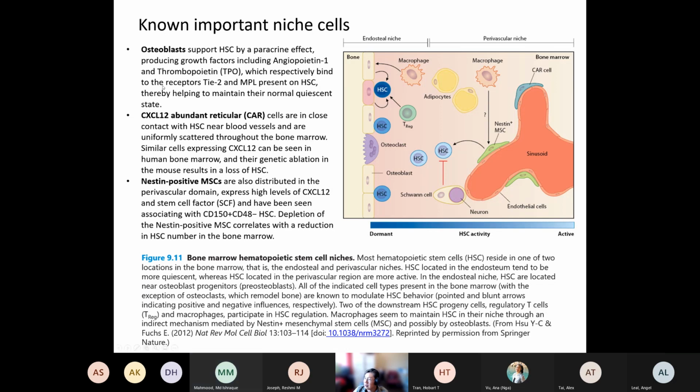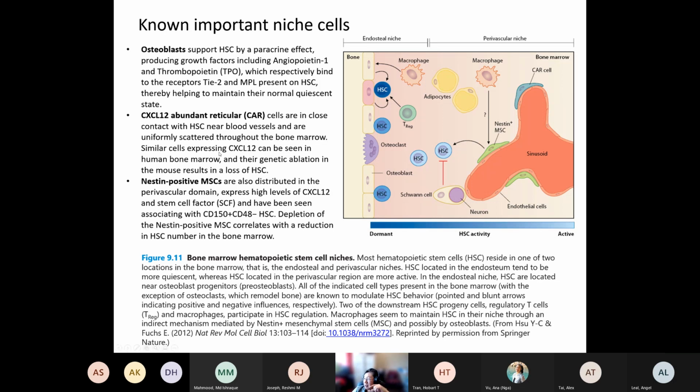So the CAR cells are the so-called CXCL12-abundant reticular cells. As you can see, they're around the vessels. The sinusoid is a very special structure there. It's just creating a cavity so blood can flow through and provide nutrients. As I said, the stem cells are usually found around this vessel-like structure. The CAR cells are associated with those structures. They're in close contact with those structures.